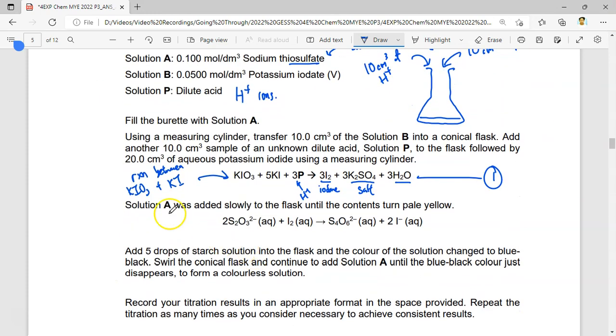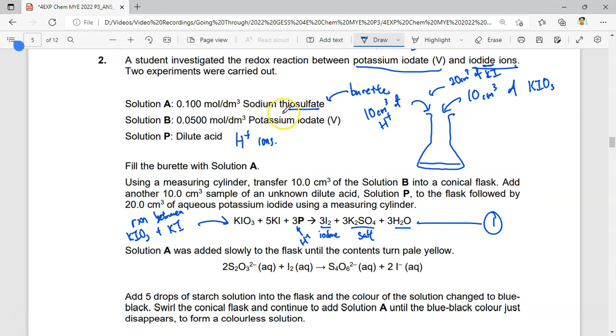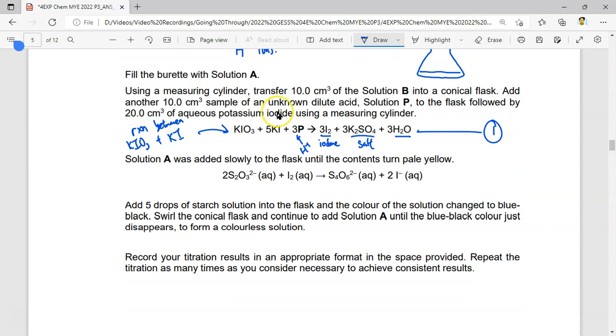After that, solution A was added to the flask until the content turns pale yellow. So the question is, solution A, what's my solution A? Sodium thiosulfate. S2O3 2 minus. This one confirm not sodium, right? So what exactly is S2O3 2 minus? This is actually your thiosulfate ion.